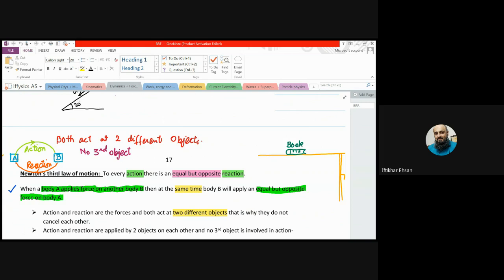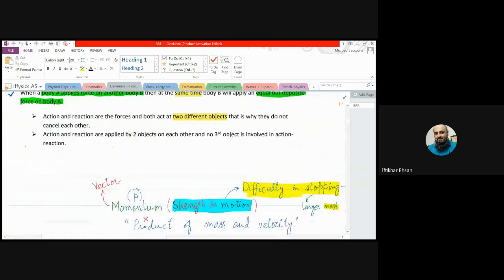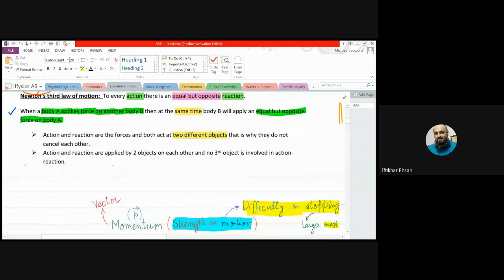So what are the action and reaction? Let me ask you. What do you mean by action and reaction? What are those? Action and reaction are forces. We used to state that action and reaction are equal but opposite to each other. So, if two forces are equal and opposite to each other, they should cancel out each other.